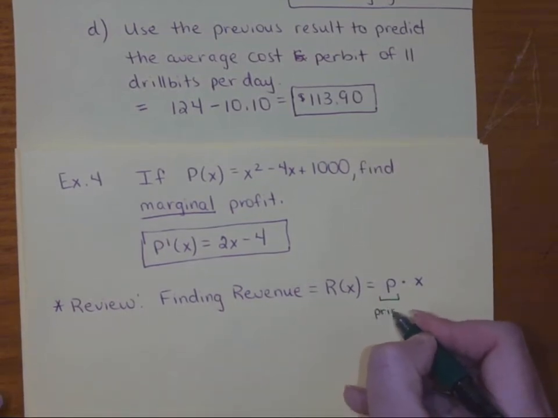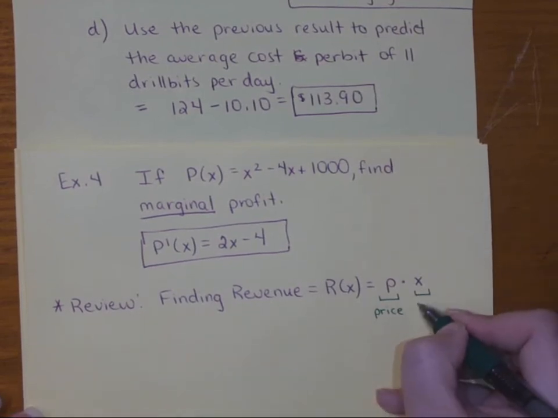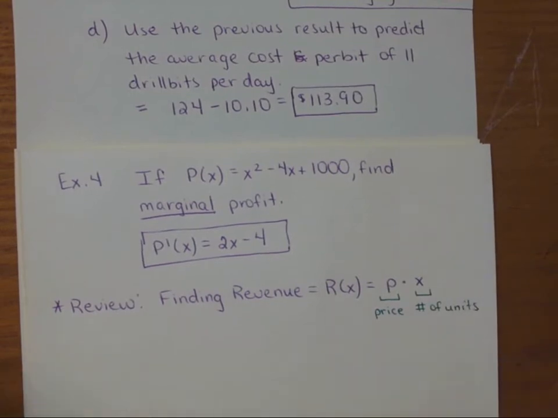This is little p. Don't confuse that with capital P. Capital P is usually profit. Little p is usually price. And X, remember, is just the number of units. So if you aren't given the revenue equation, but you are given the price, then you should be able to find the revenue equation using this easy formula, p times x.